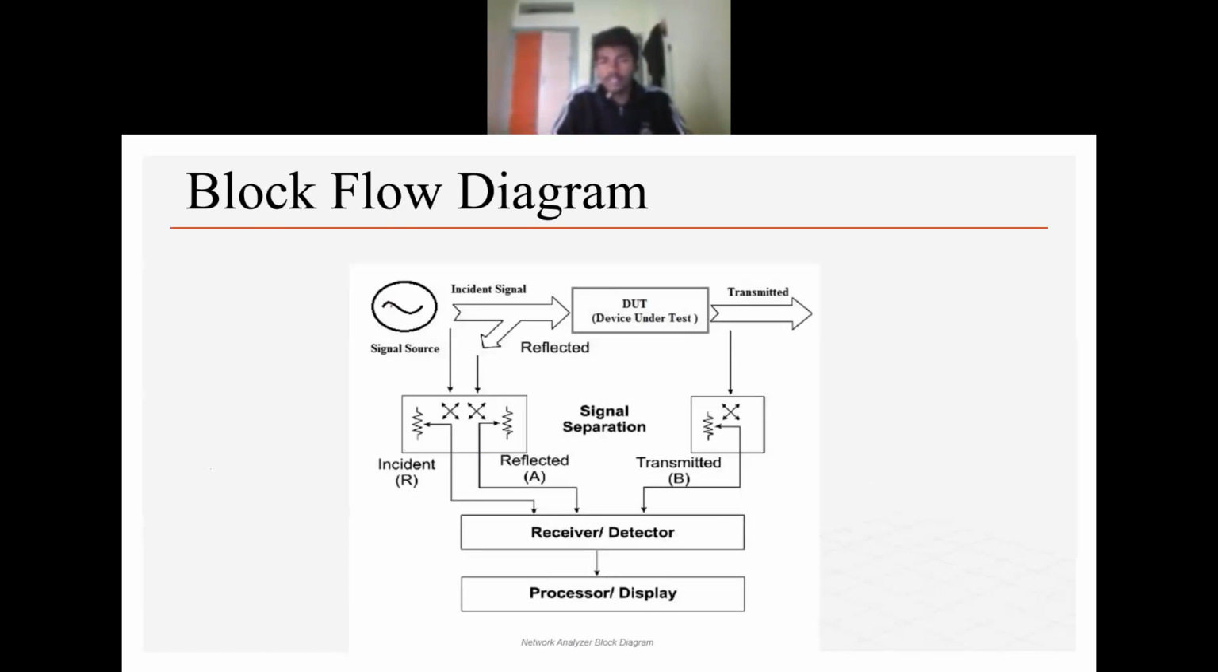Now once the signal is generated with the required frequency, it will be sent into the device under test or sample. What will happen is that this signal will transmit some and reflect some. The transmitted one can be easily detected, but the incident signal and the reflected signal have to be separated, and then the power of those should be detected. For this, we will be using a directional coupler, a signal separation technique.